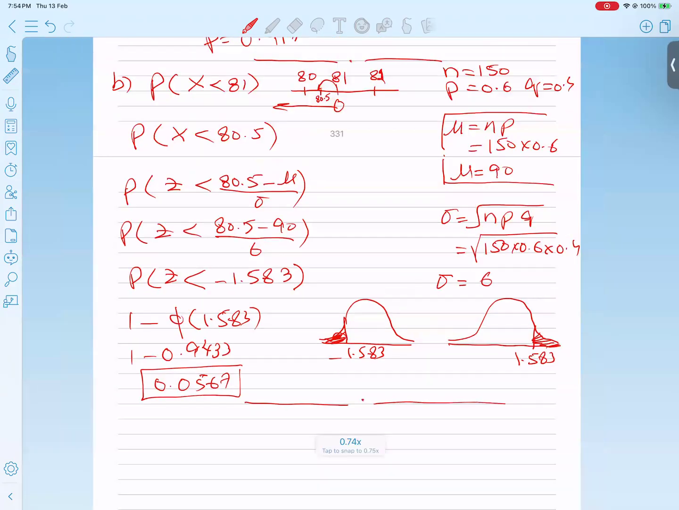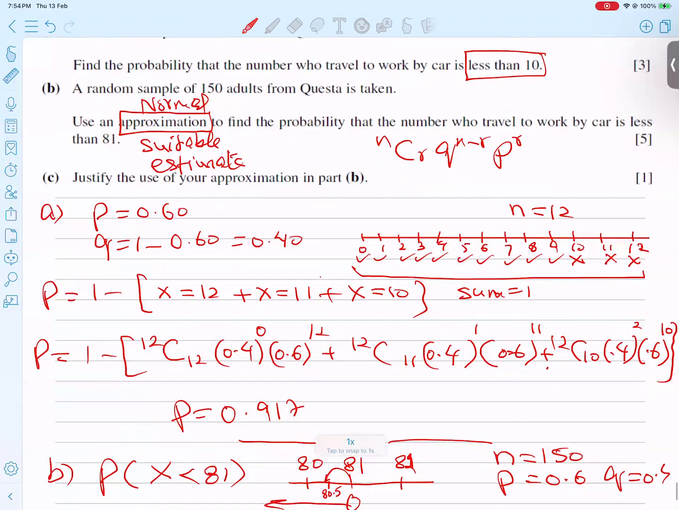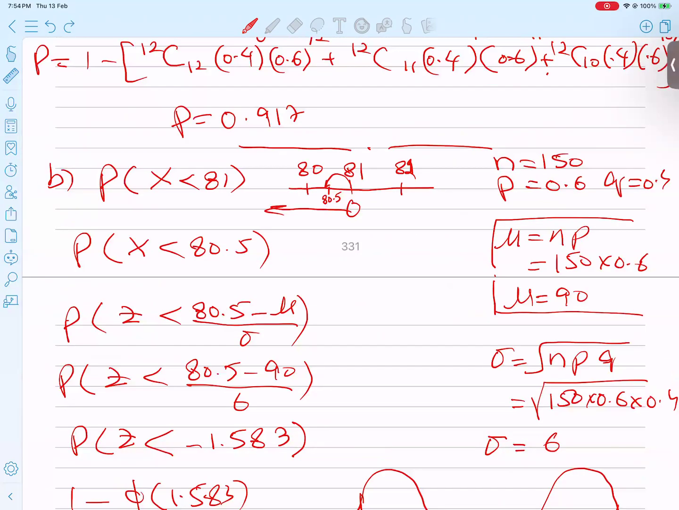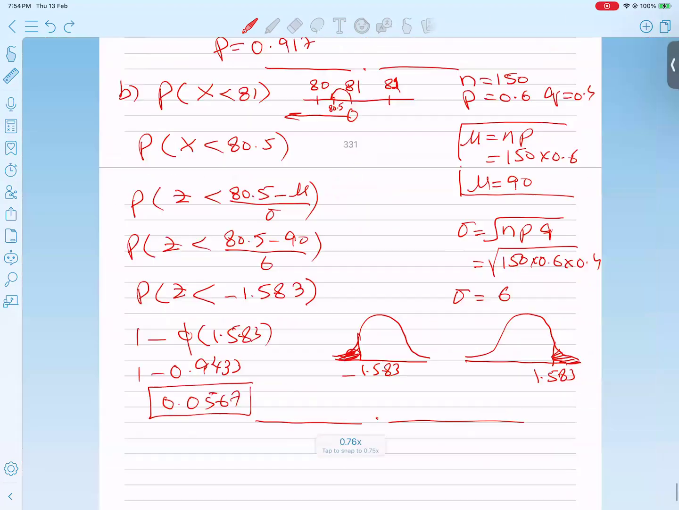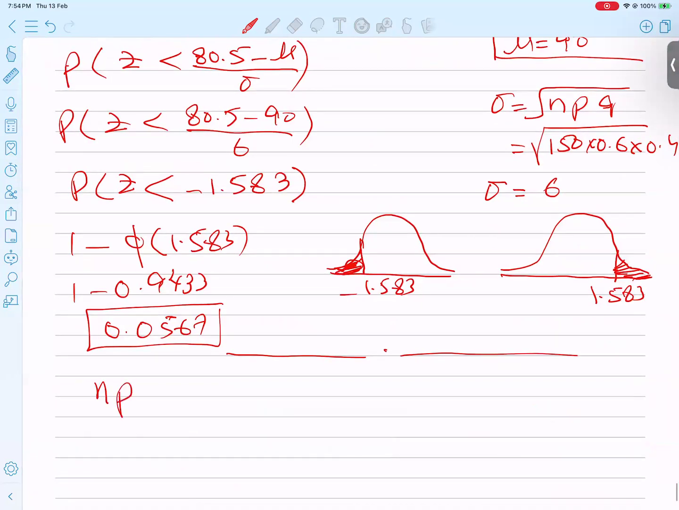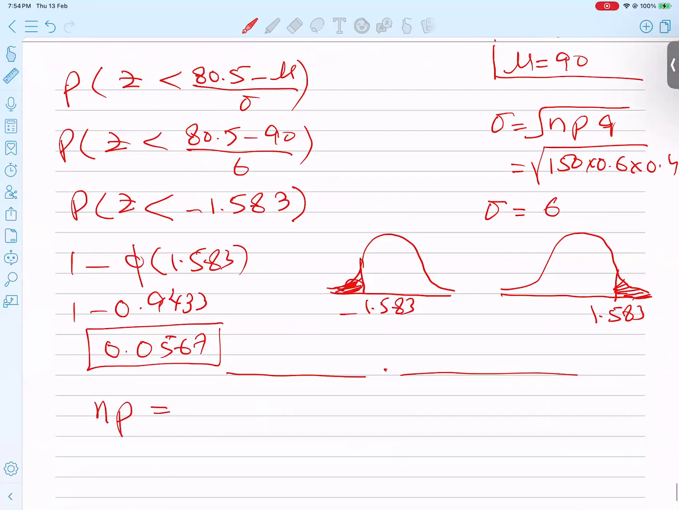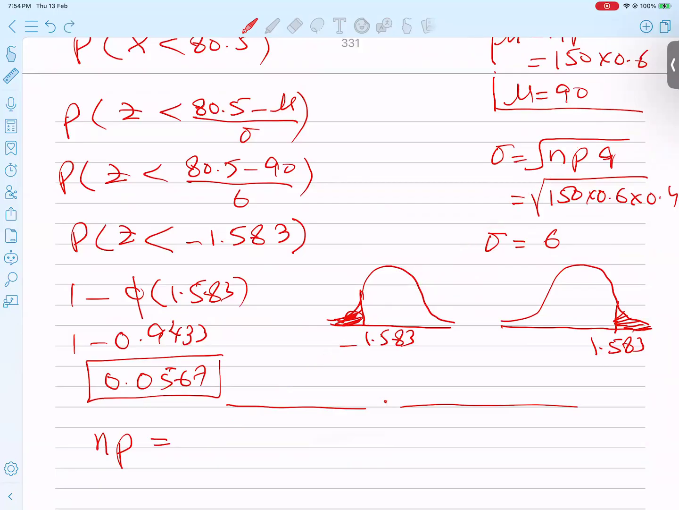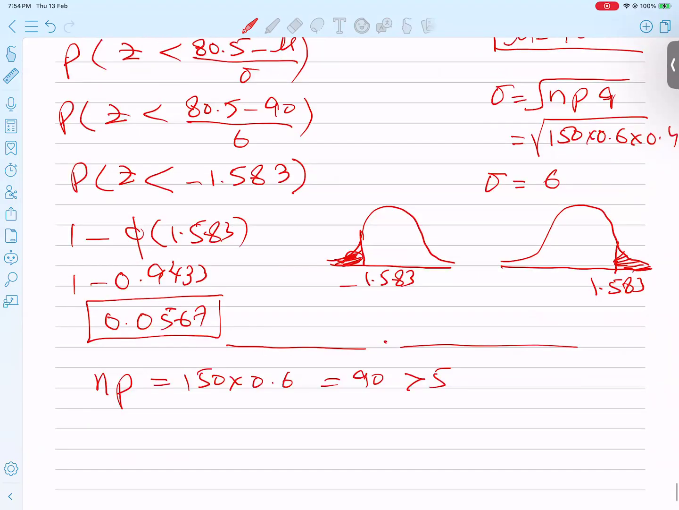Now let's talk about the last part of the question. Justify your answer, suitable approximation. Why are we using it? And hold on, we have a basic criterion. Look, I write a formula here. If NP value is more than 5, NP value I found 90. N is 150, P is 0.6, I got 90. If it is more than 5, okay, second criterion, NQ. N is 150, and Q is 0.4, which becomes 60. This is again bigger than 5.